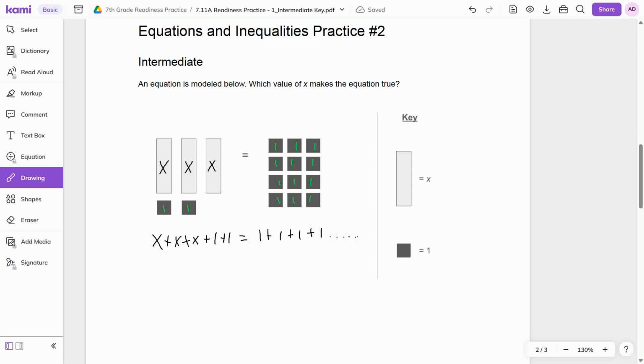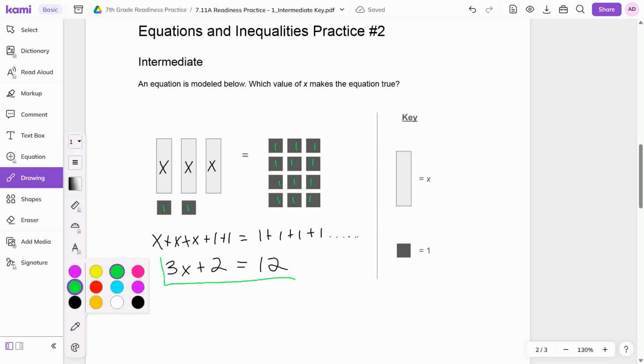So let's just simplify. How many x's do I have? I've got 3 x's. How many ones do I have? I've got 2. And then how many ones do I have on the other side? 3, 6, 9, 12. All right, so this is my equation.